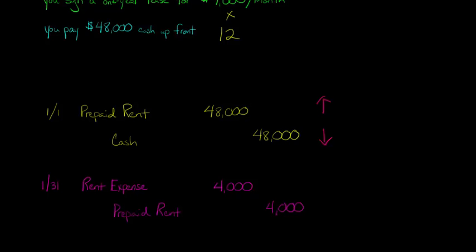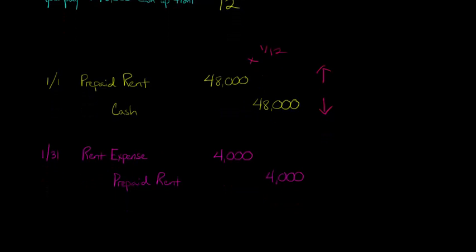We just take the 48,000 times 1/12. That 1/12 is the amount of the asset we've used up, and 48,000 times 1/12 is going to be $4,000. So we're going to credit prepaid rent for $4,000. That's going to decrease the prepaid rent on our balance sheet.